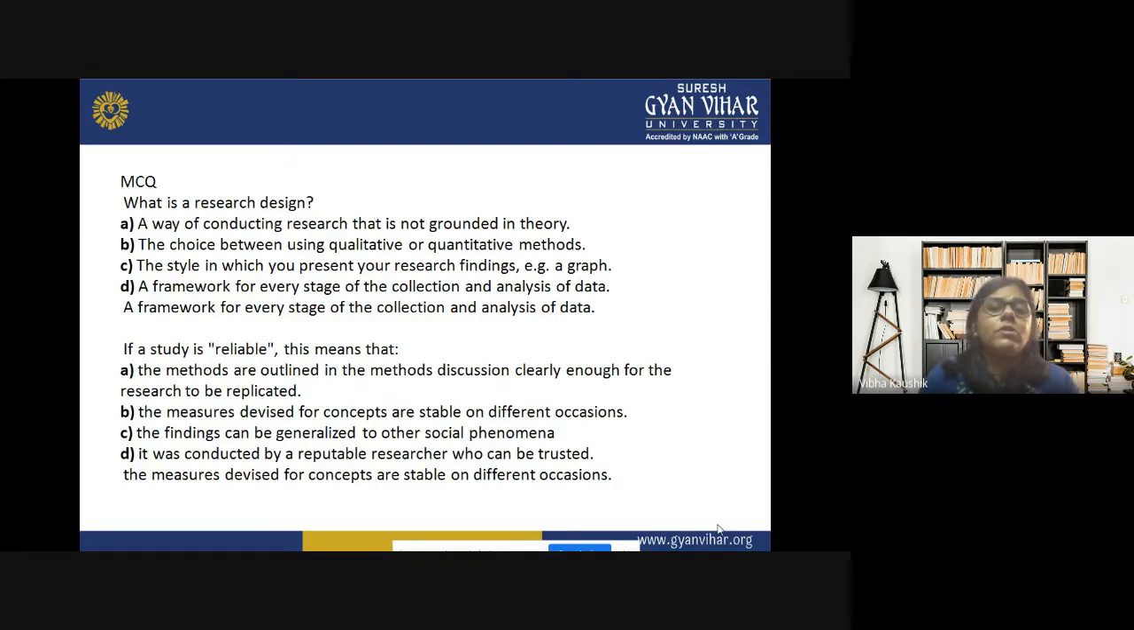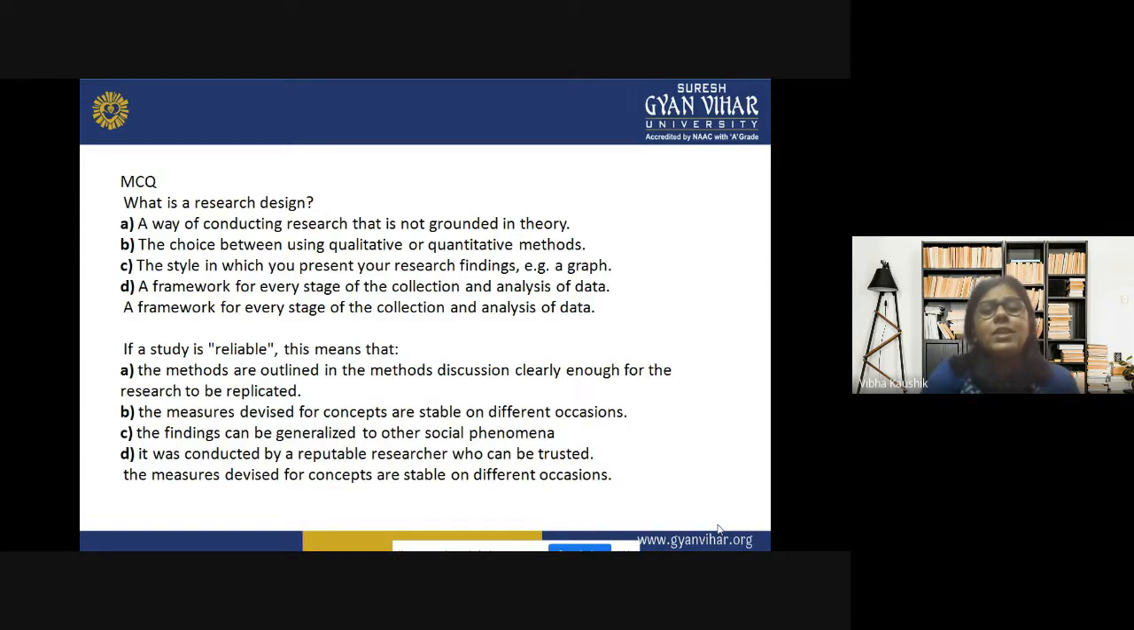Now, what is a research design? The options are: A, a way of conducting research that is not grounded in theory. B, the choice between using qualitative or quantitative methods. C, the style in which you present your research findings. D, a framework for every stage of the collection and analysis of data. So these are the options, students. Now you have to select the correct answer on the basis of the given choices, and the correct answer will be option D.